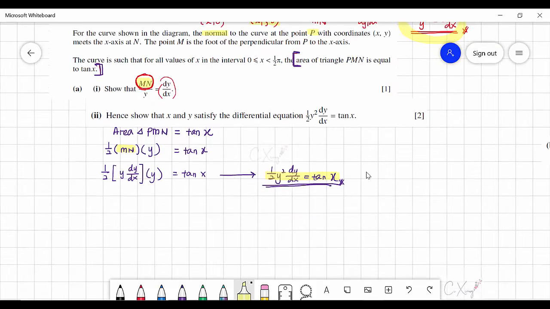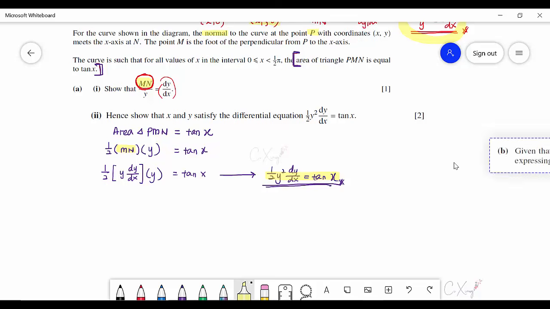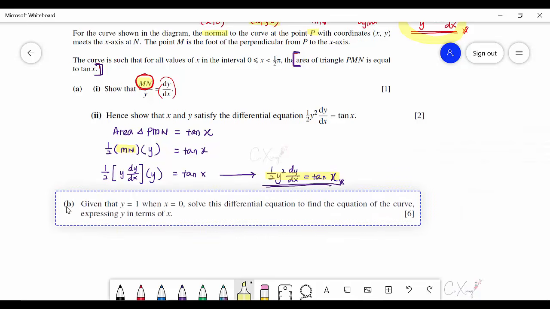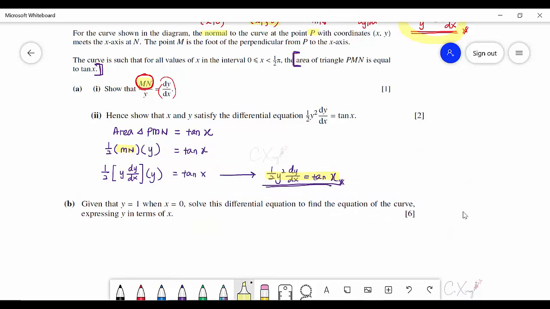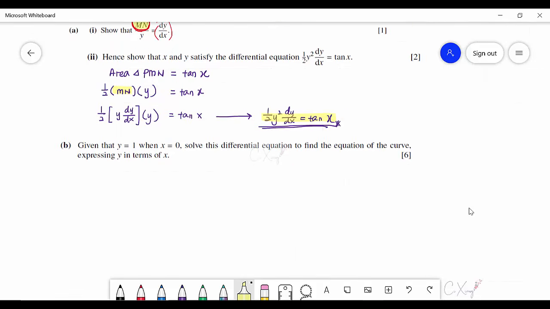Right, then let's continue to part number 3, which is part B. For part B, now they give you the initial value: y equals 1 when x equals 0. They want you to solve the differential equation to find the equation of the curve, expressing y in terms of x. So this is a differential equation question. Where should we start? We should start from the equation in part number 2.